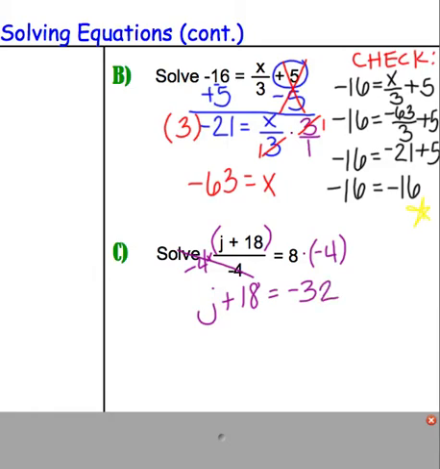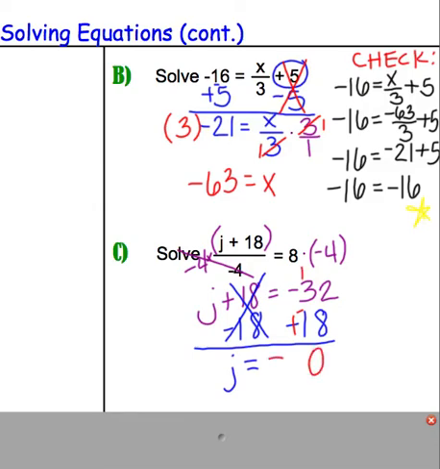So then my next step is going to be to get rid of this plus 18. So I'm going to subtract 18 from both sides, canceling this out, giving me j, and negative 32 minus 18, and we're going to add the opposite. So negative 32 plus negative 18, which means it's going to be negative. 2 plus 8 is 10, carry the 1. 3 plus 1 is 5. So I get an answer of j equals negative 50.